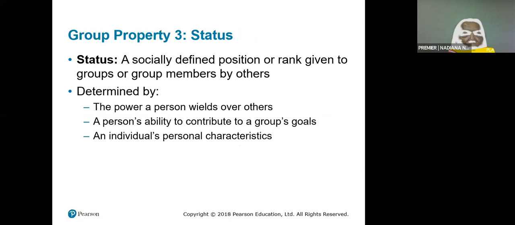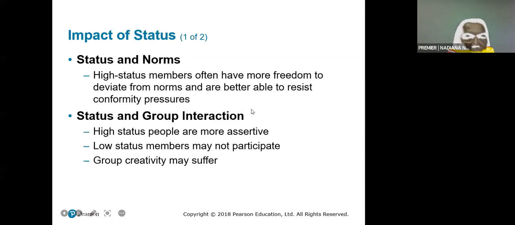Group property 3: status. Status is a socially defined position or rank given to the group or group members by others, determined by the power a person has over others, a person's ability to contribute to group goals, and individual personal characteristics. Impact of status: status and norms. High-status members often have more freedom to deviate from norms and are better able to resist conformity pressure.